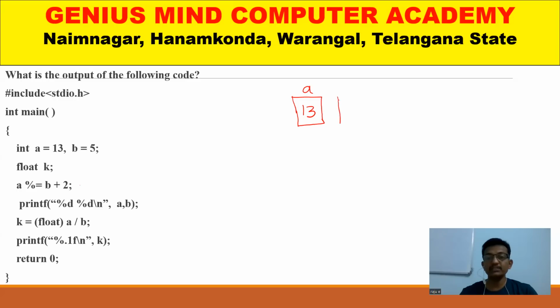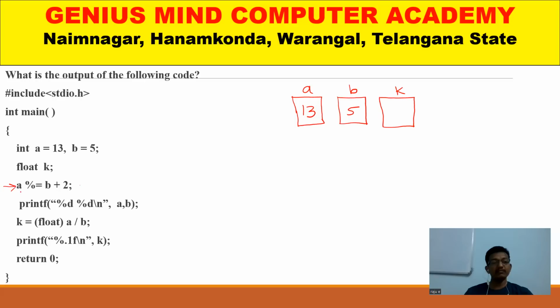Then another 4 bytes of memory will be allocated for b and a value of 5 will be stored in this. Then we have another floating point variable k which also gets 4 bytes of memory. And since k is not initialized, a garbage value will be present here. So let us find out the solution for this statement here.